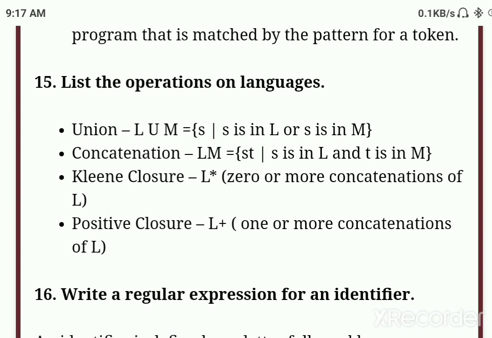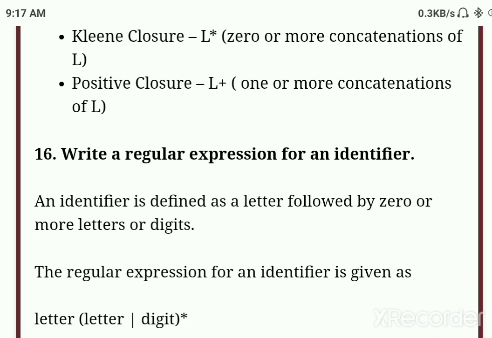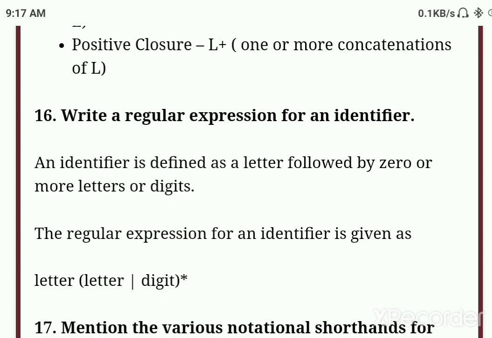List the operations on languages: union, concatenation, Kleene closure, positive closure, etc. Write a regular expression for an identifier. An identifier is defined as a letter followed by zero or more letters or digits. The regular expression for an identifier is given as letter (letter | digit)*.